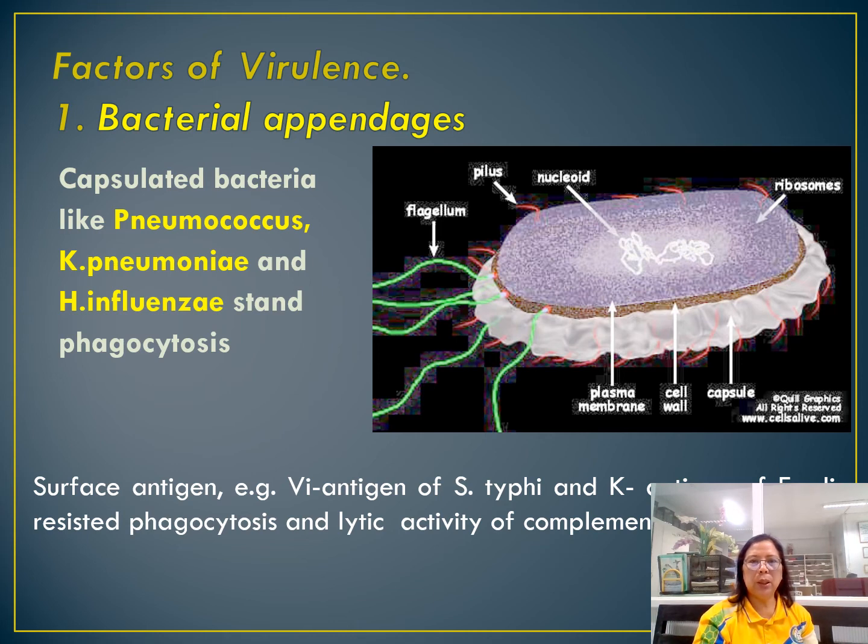Number one is, of course, the bacterial appendages, because these are the ones responsible in looking for where to land or to determine the receptor site. This is an example of capsulated bacteria. Capsulated bacteria like pneumococcus and Klebsiella pneumonia and even Haemophilus influenza resist phagocytosis.